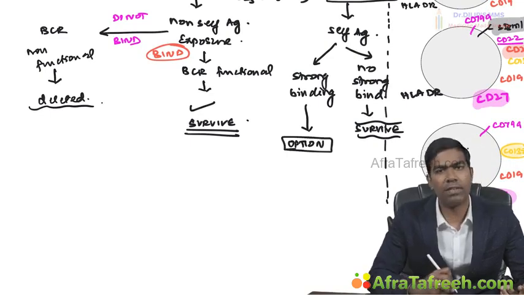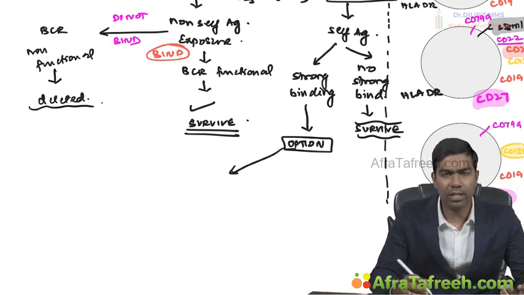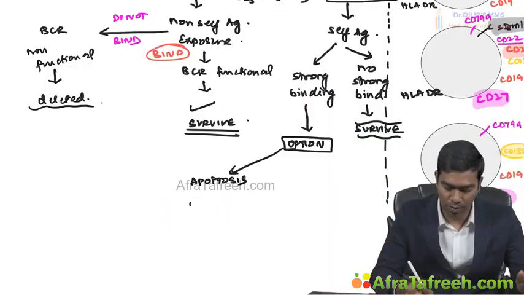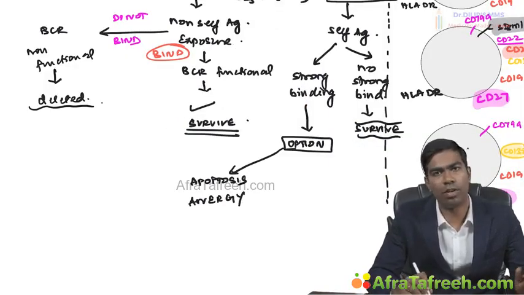The B cell can undergo either apoptosis or anergy. Apoptosis means death. Anergy means the B cell cannot bind with any antigen in the future, forever, which means it is an inactivated B cell throughout its entire life, and its lifespan will also be shortened. So this is what we call anergy. Either they go for apoptosis or they go for anergy.